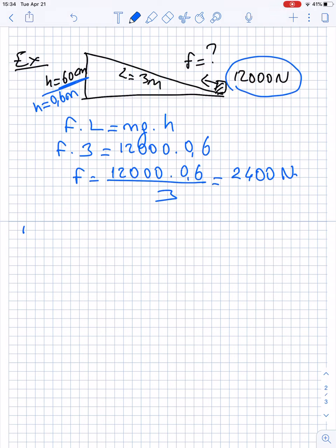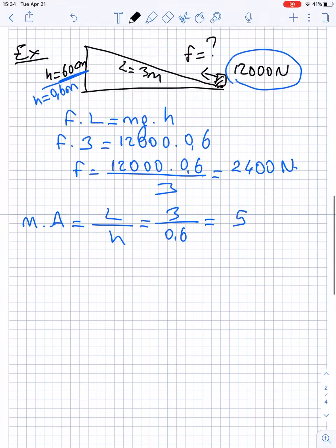2,400 Newton. And how can we find the mechanical advantage for the inclined plane? Length over the height, and length is 3 meters, height is 0.6 meter, and my result is 5. Next example.